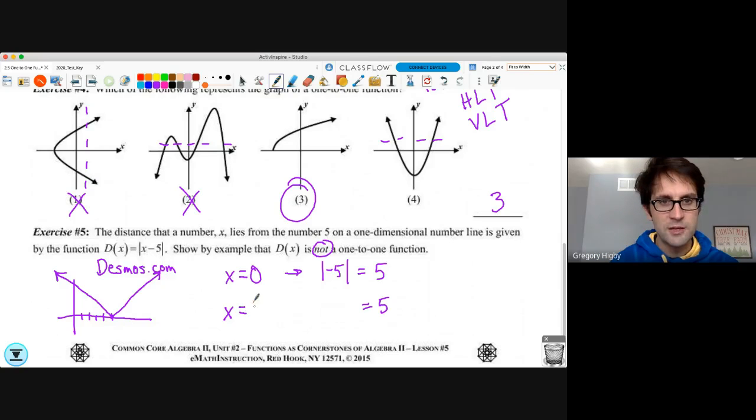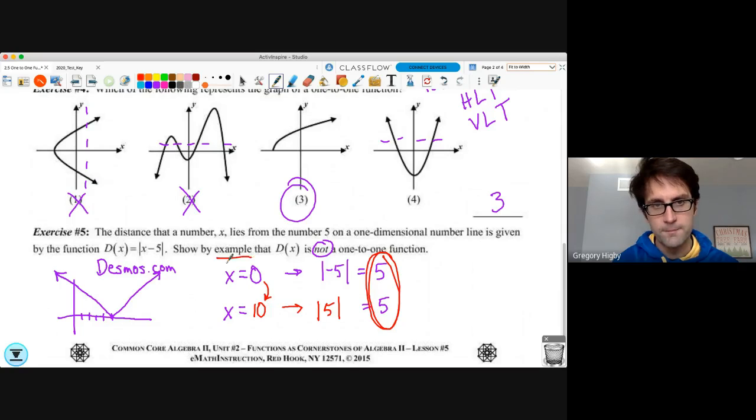But maybe you're thinking about x being 10. See how it's a different x value? But when I plug in 10 minus 5, I get the absolute value of 5. So I have y values that repeat. So this is an example of 2 x values that give you the same y value. So the y's repeat, and it's not a 1-to-1 function.